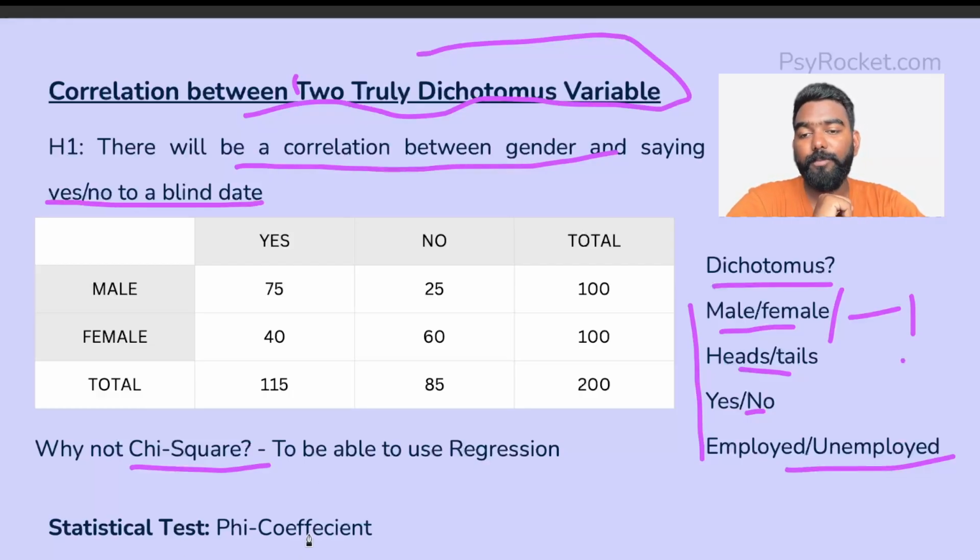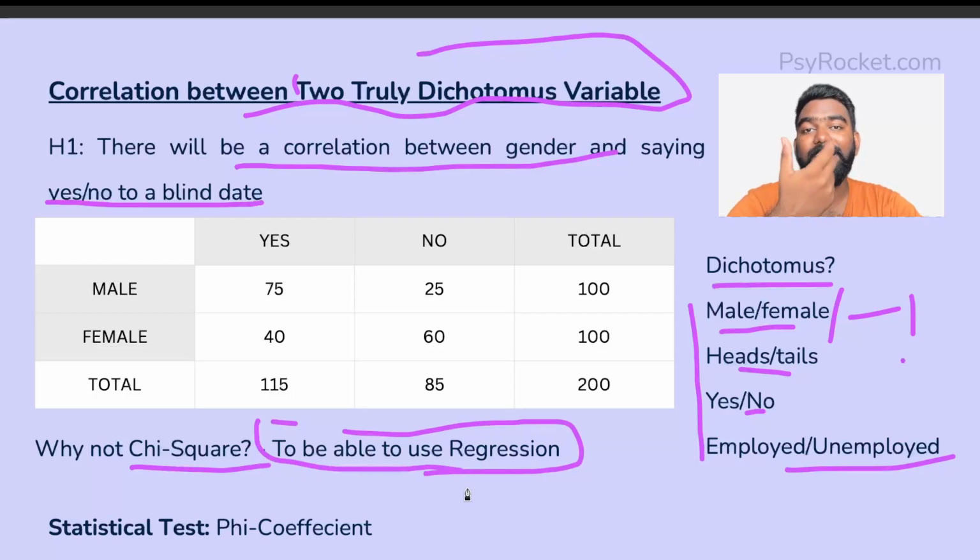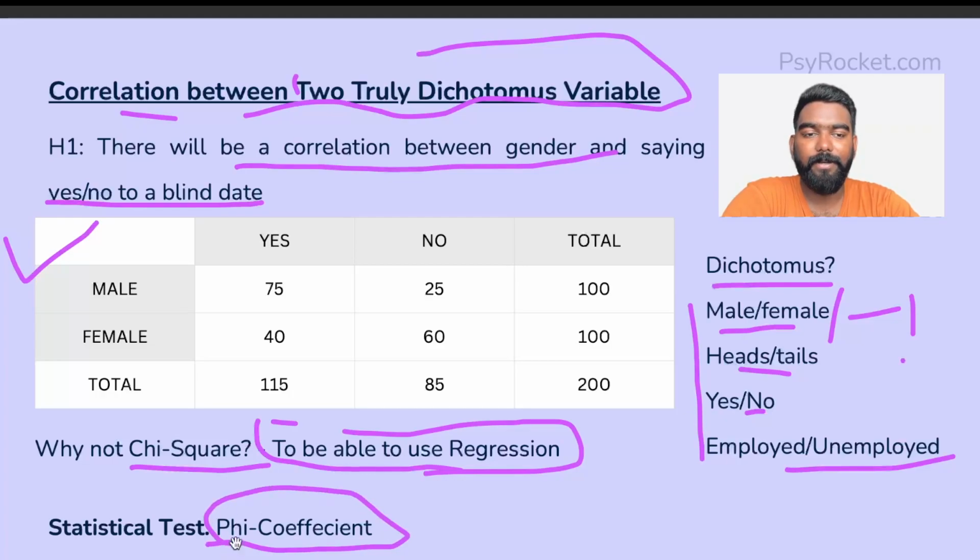Why? Because to be able to use regression and to be able to do much more complex analysis, to make those analyses possible, we will use correlations. How? We will see when we get to know the regression. Okay, in these cases, what statistical operations will we use? We will use the Phi-Coefficient statistical test. Again, all of these are possible on SPSS.